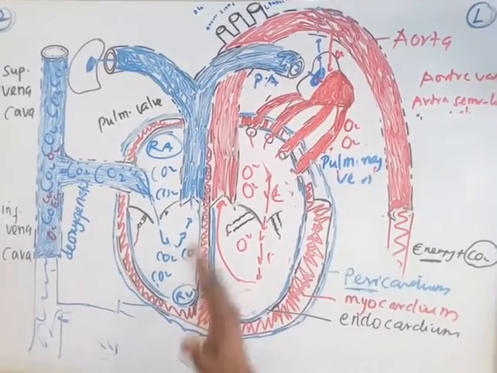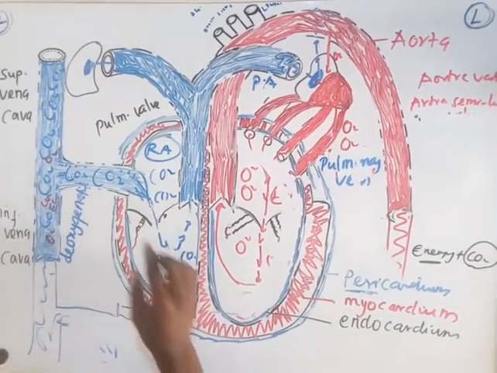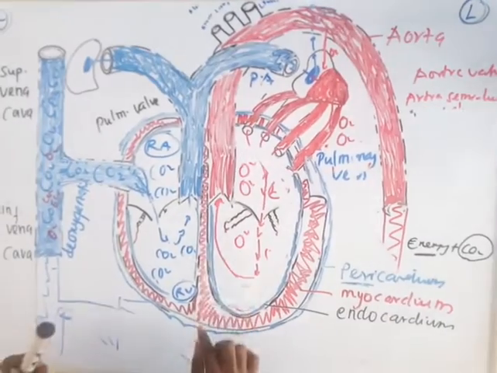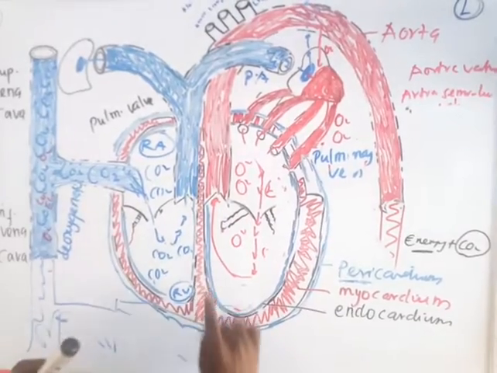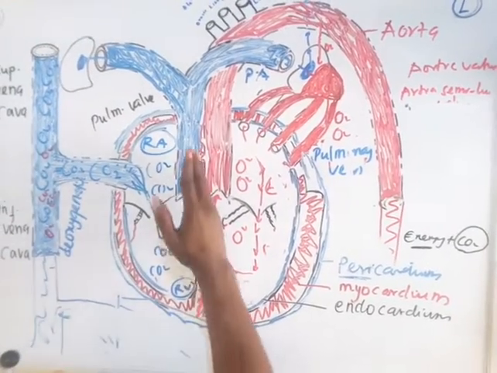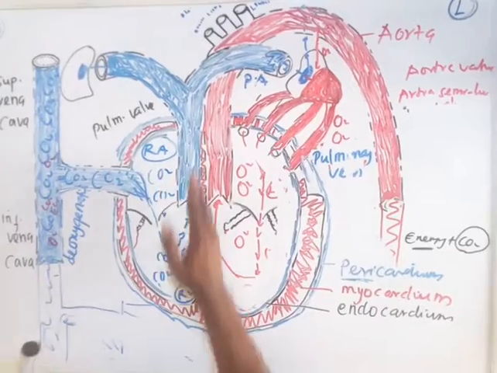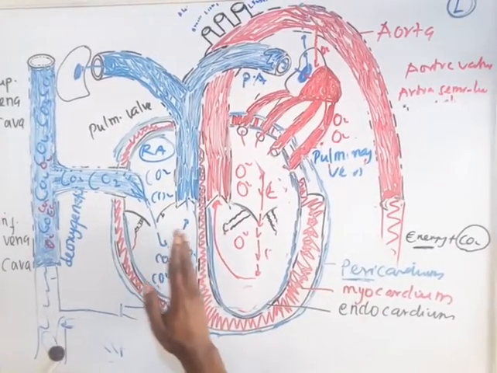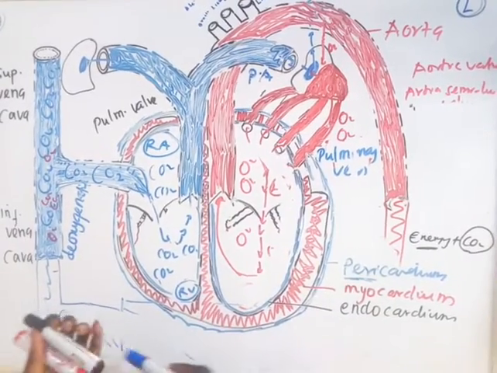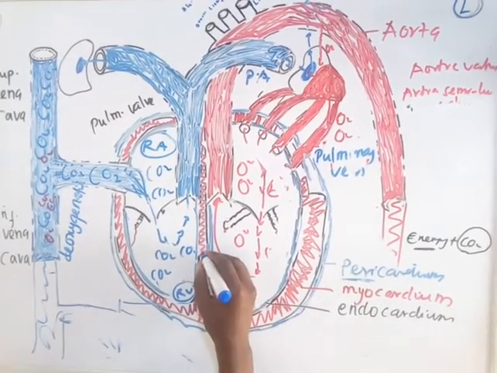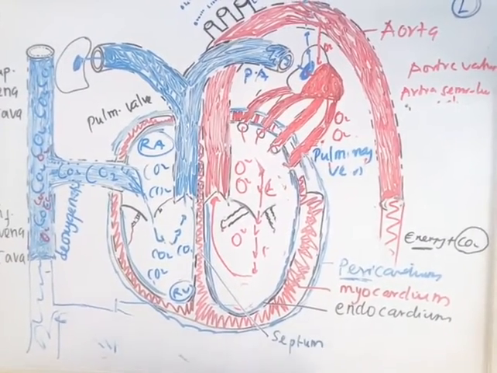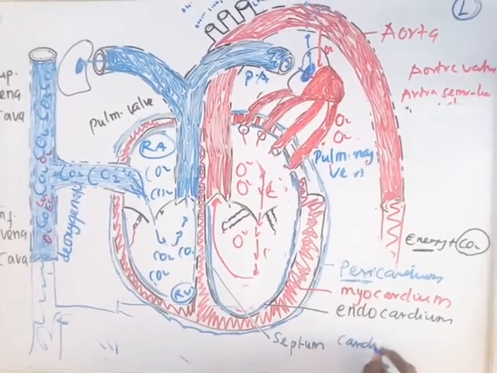So realize that the left side and the right side of the heart are separated by this junction. In anatomy and in biology, anything separating two things is referred to as a septum. So this is separating the right side of the heart from the left side, and it's called the septum, or others say the cardiac septum.